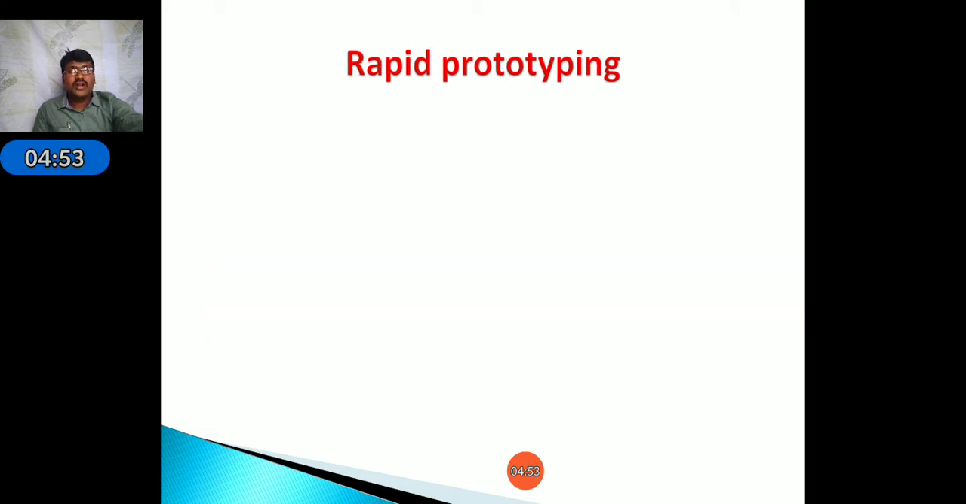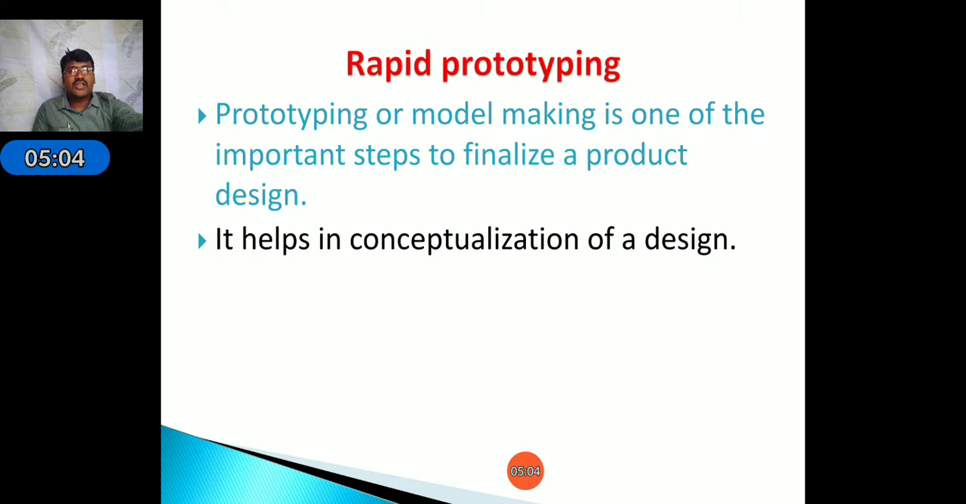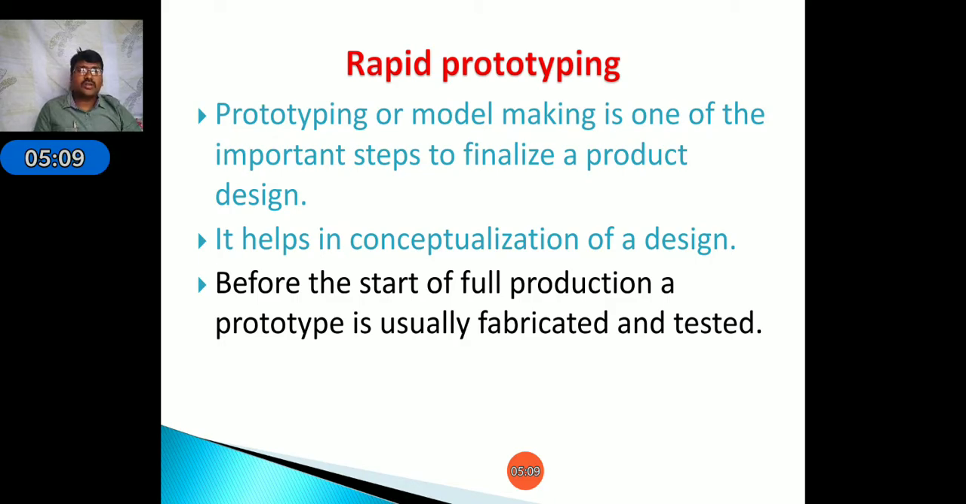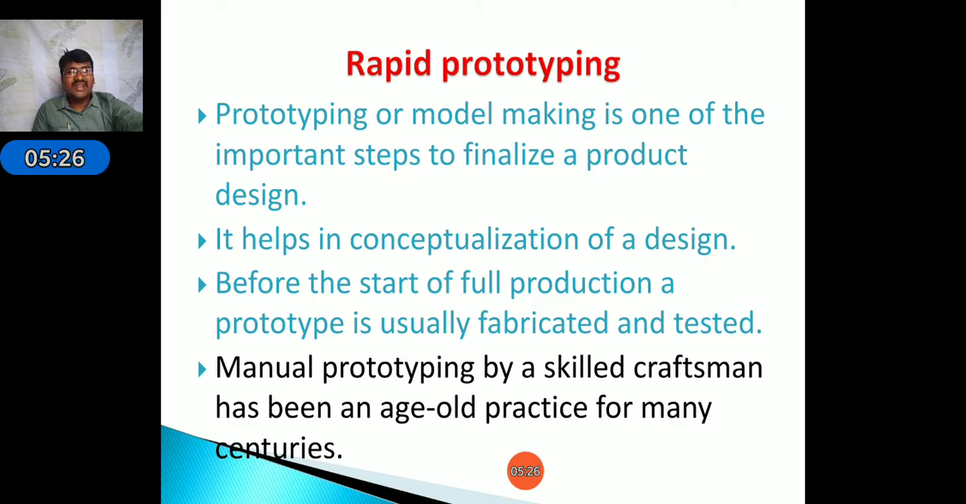Next, coming to rapid prototyping. Prototyping or model making is one of the important steps to finalize the product design. It helps in conceptualization of a design. Before the start of full production, a prototype is usually fabricated and tested for stresses, strength, load capacity and so on. Manual prototyping by skilled craftsmen has been an age-old practice.